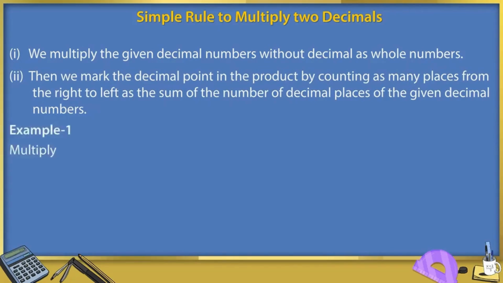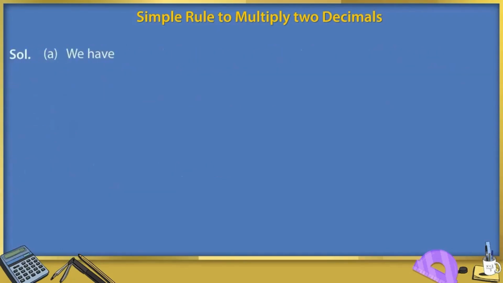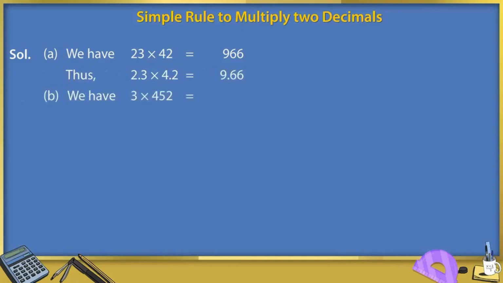Example 1. Multiply A. 2.3 into 4.2. B. 3 into 4.52 and write in ascending order. Solution. A. We have 23 into 42 is equal to 966. Thus, 2.3 into 4.2 is equal to 9.66. B. We have 3 into 452, which is equal to 1356. Therefore, 3 into 4.52 is equal to 13.56.